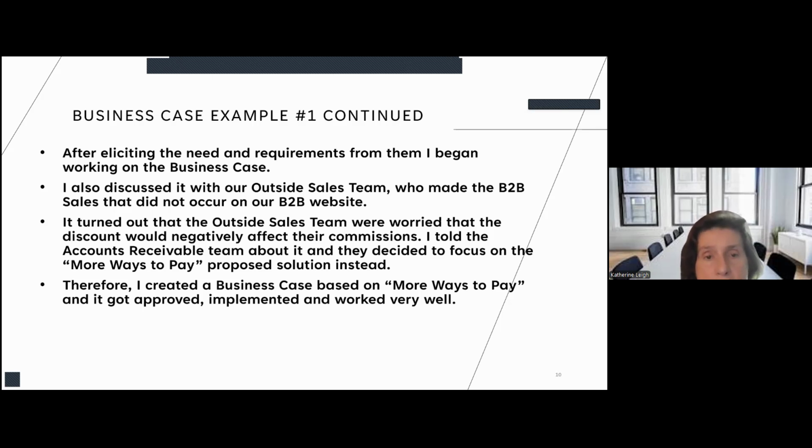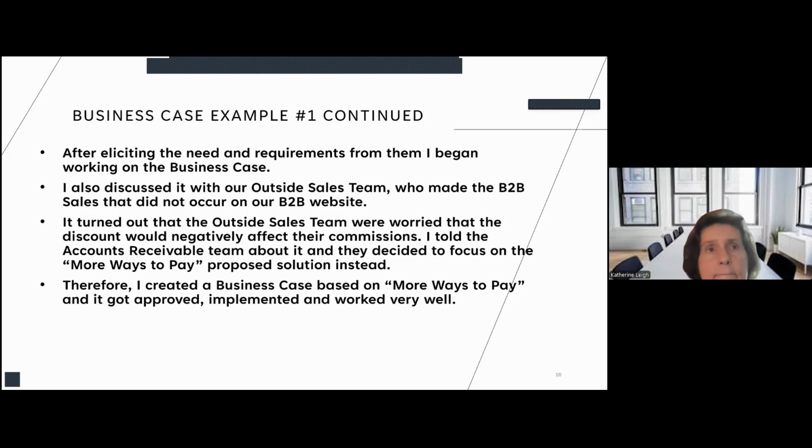When I discussed it with them, they were very worried that the discount would negatively affect their commissions. So they were very against doing this particular thing. So I told the accounts receivable team about it, and they decided to focus on the more ways to pay proposed solution instead. Therefore, I created a business case based on more ways to pay, where we had an estimate of how much more quickly, which it definitely did do, our customers would pay if we gave them additional ways to pay.